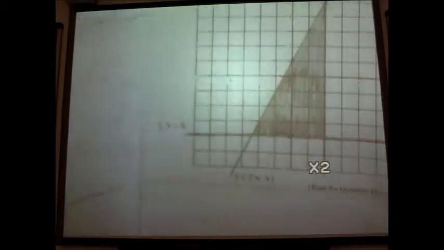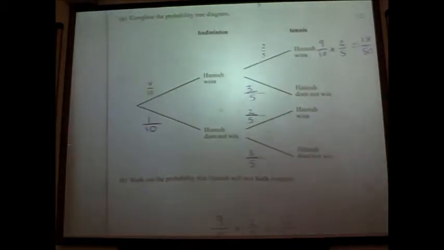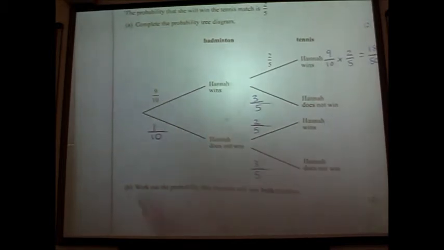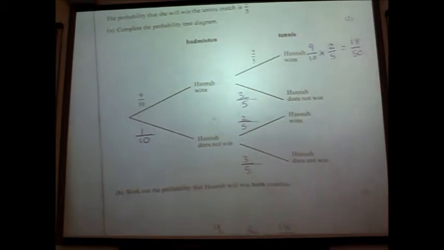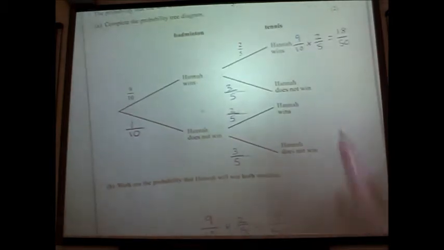Next one, question 18. Probability tree, relatively simple. Fill it in, you get 2 marks. So that's 9/10, that must be 1/10. That's 2/5, that's 3/5, and so on. Keep going down. So you get 2 marks for that.